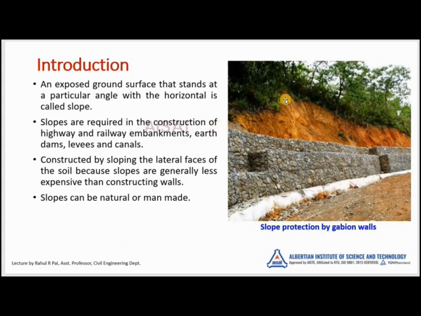Compared to the construction of huge concrete walls and masonry walls, we can opt for this kind of slope construction method. Here in the figure you can see another kind of slope protection, where a steep slope is protected by a kind of gabion wall. It is a method used to protect a slope. We will be going into such sections later.